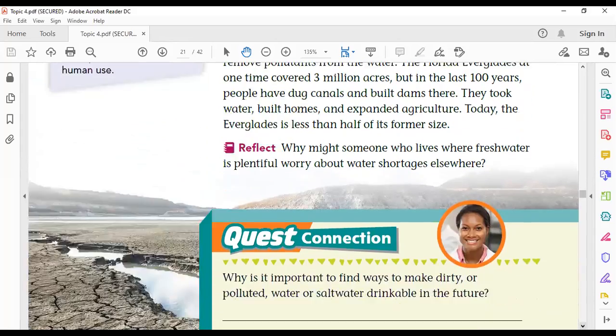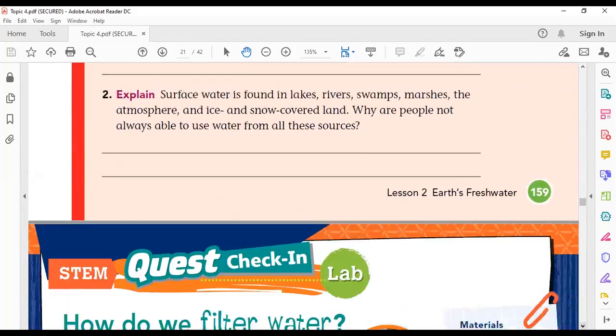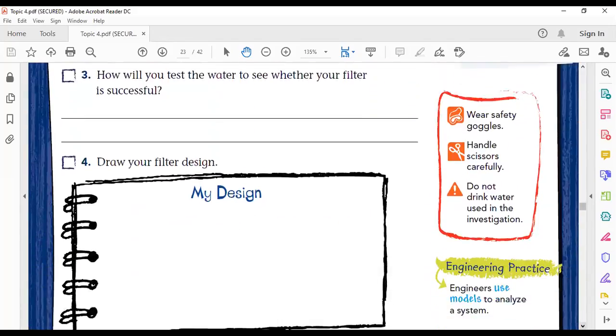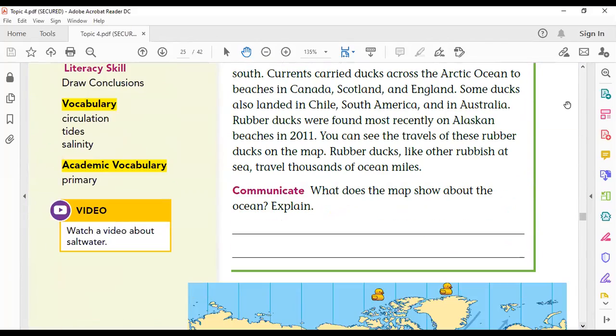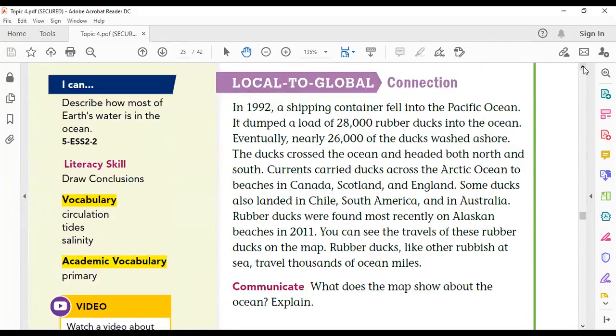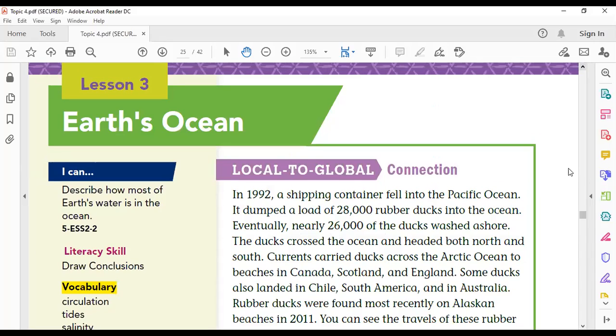Right, turn to the next lesson. Lesson 3 is talking about Earth's ocean.